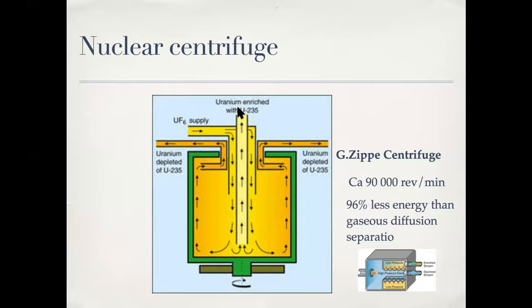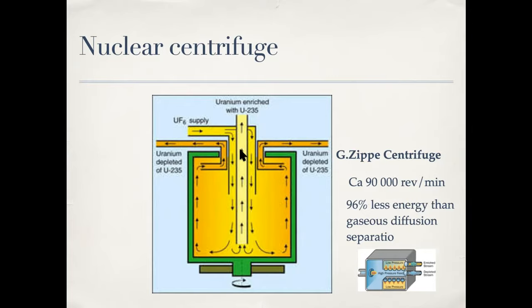Unfortunately, the difference of the mass is very little, and therefore the efficiency of that centrifuge is very low. And therefore, the enriched uranium, which goes up through this pipe, is not used yet, but is pumped into another centrifuge, and then into another centrifuge, and at each step it is enriched a little bit more, a little bit more, and a little bit more.